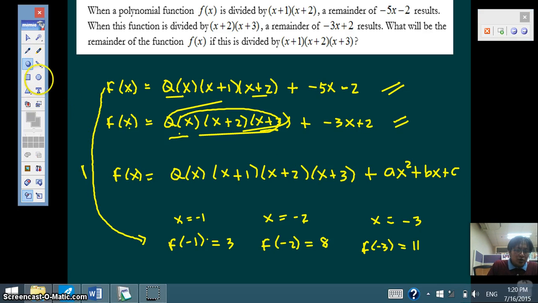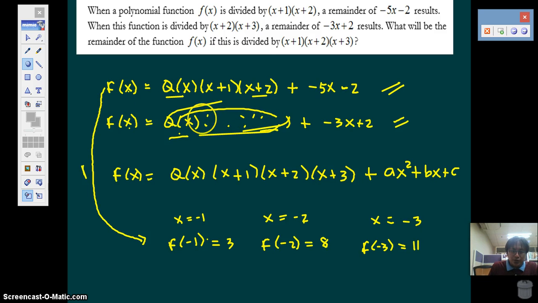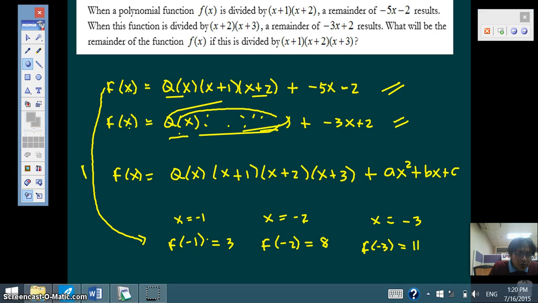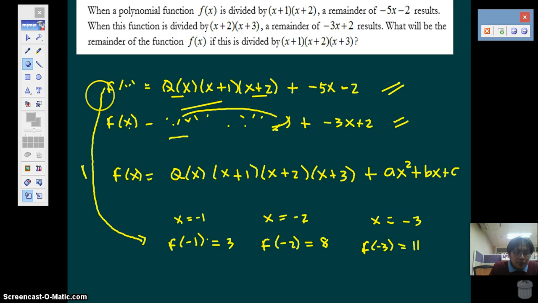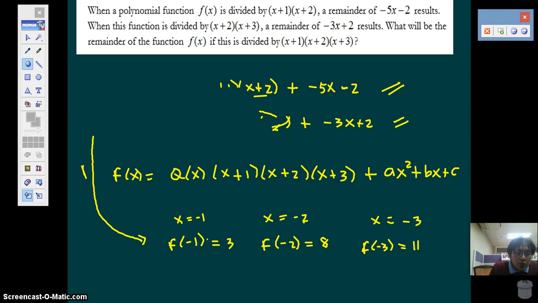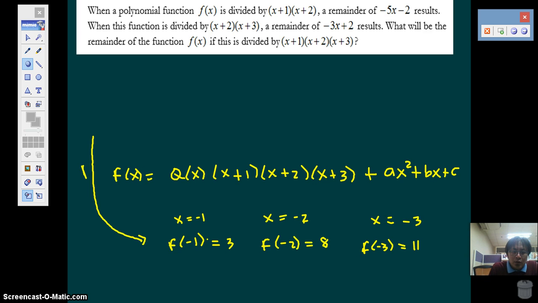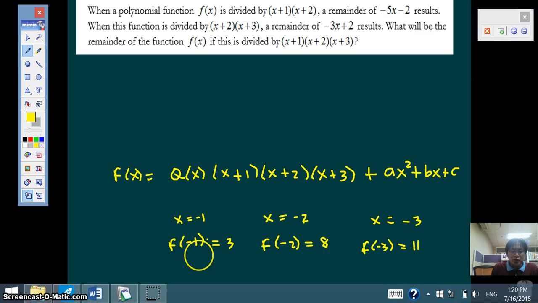Okay, so I'll just erase this one, we're done with this part. Okay, so now we have what we need. We have f of negative 1, which is 3.